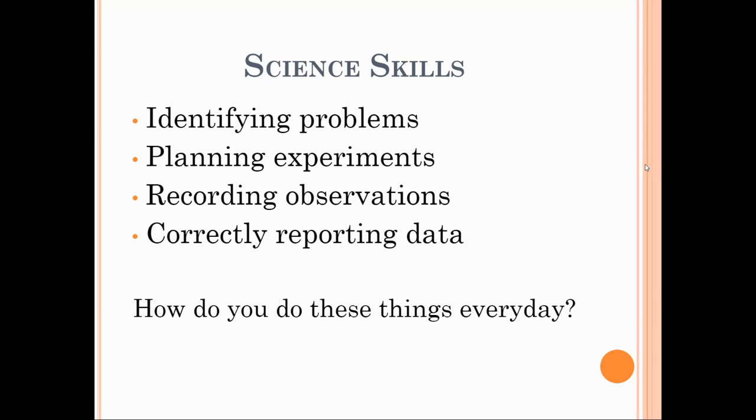A lot of you do these without even knowing that you're doing it, okay? You can identify a problem. You may not plan an experiment, but you might be thinking of a way to solve that problem. Your observations, your recording observations, you learn from whatever problem you're trying to solve, and correctly reporting data. Are you going to do whatever that is that you learned again or not? Okay, so that's an example of how you do things every day. Learn from your mistakes. It's a great way to use science skills. We could do these in our classroom, outside of our classrooms, in our daily lives. And again, you may not even know that you're doing these.